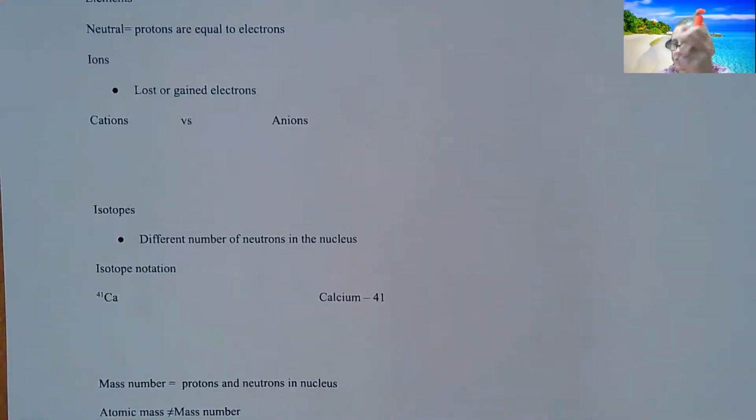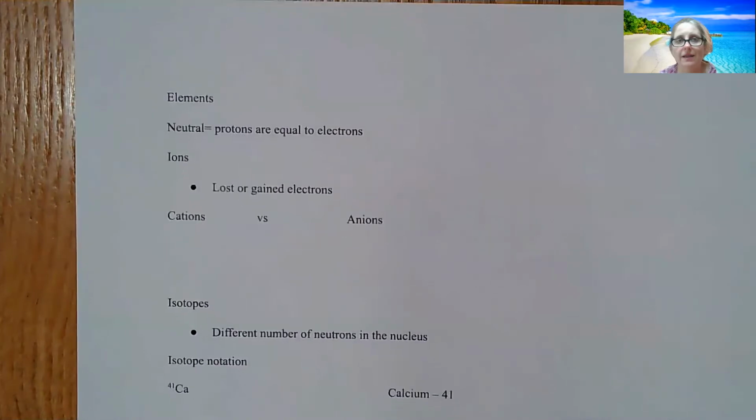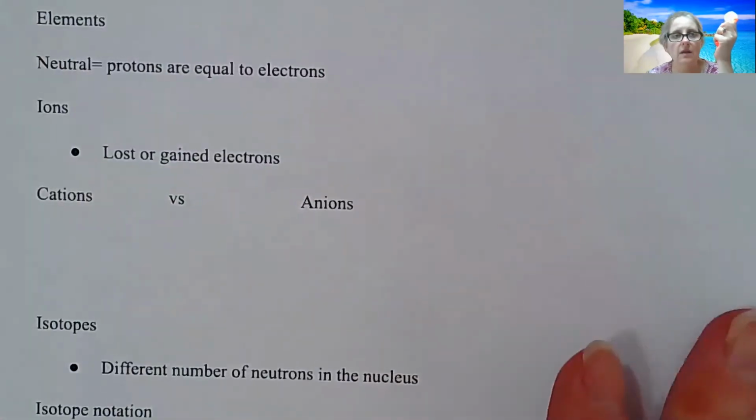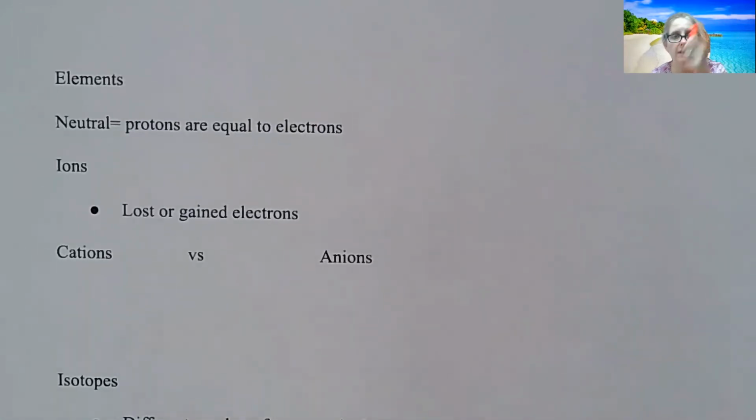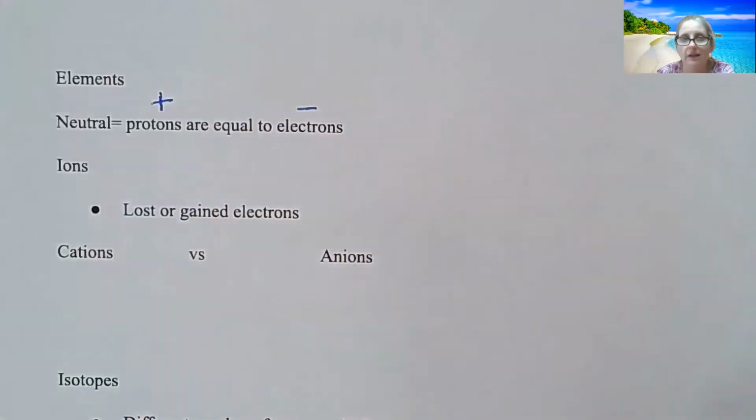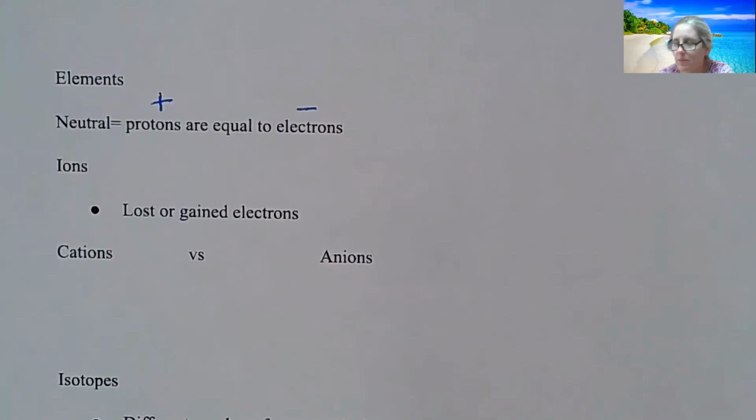So next page, when we're talking about elements on the periodic table, we are focusing on what makes different things unique. So first off, we are going to assume that we are neutral. If we are neutral, we're going to have the same amount of protons as we do electrons. So remember, protons are positive, electrons are negative. So we need an equal number of those in order for it to be neutral.